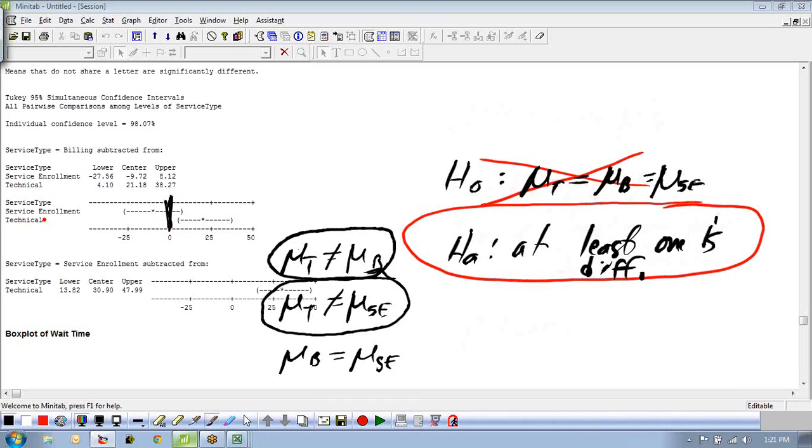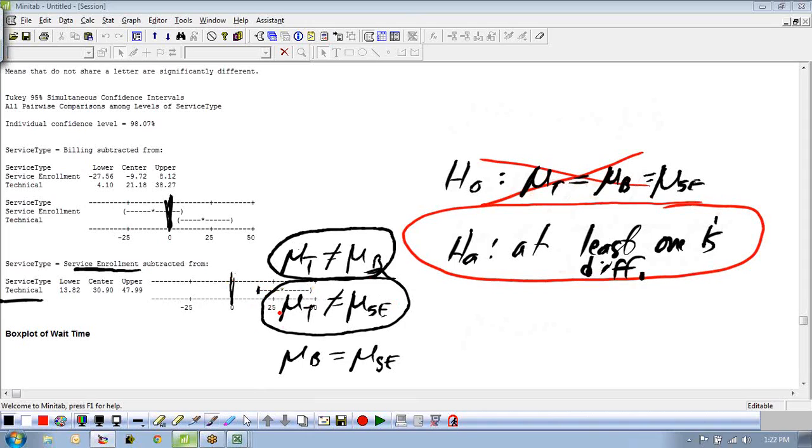So this is the comparison of technical with billing. It does not overlap, so again, same conclusion: technical and billing are different. Here it says service enrollment and billing. They do overlap 0. Therefore, we cannot say that they're different. And here's the third one, which is a comparison between service enrollment and technical. I know I'm writing over this, but there's the start of my confidence interval, way away from 0. So again, they are different, and that's the same conclusion that we came up with before.